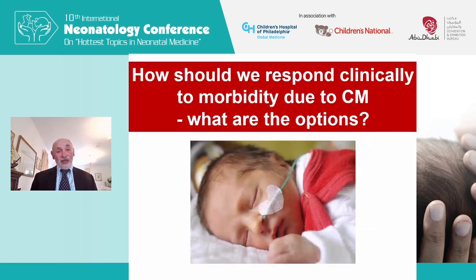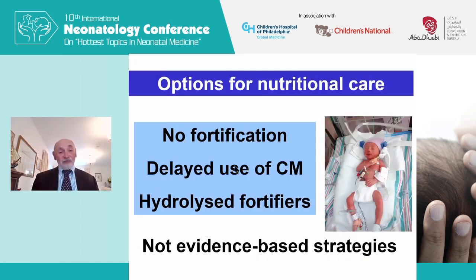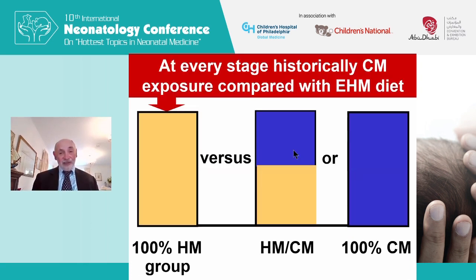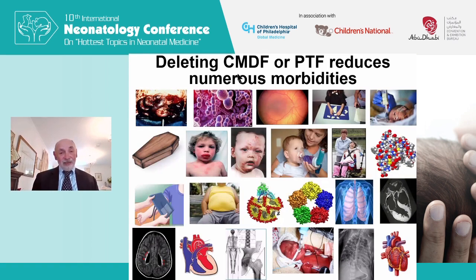So how should we respond clinically to morbidity due to cow's milk? What are the options? Well, it's been suggested by some that we have no fortification, or delayed use of cow's milk, or use hydrolyzed fortifiers. Research should continue with these things, but none of these are evidence-based strategies. What we have found is that at every stage, historically, when we've compared cow's milk with an exclusive human milk diet, we have seen that deleting cow's milk, or deleting preterm formula, or both, reduces numerous morbidities.